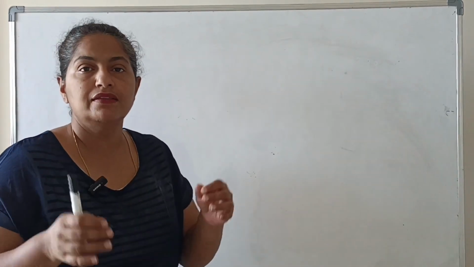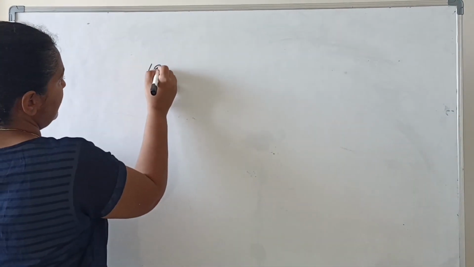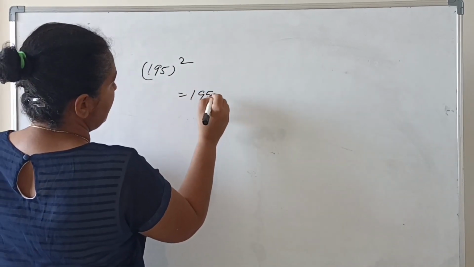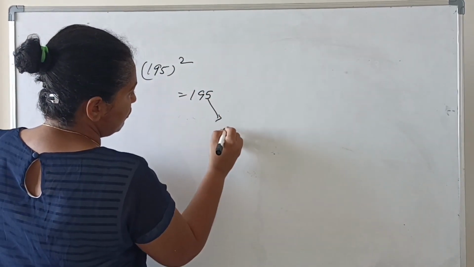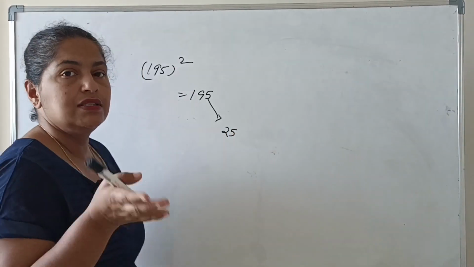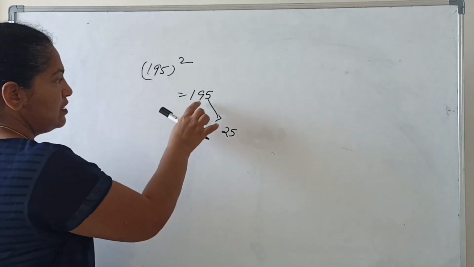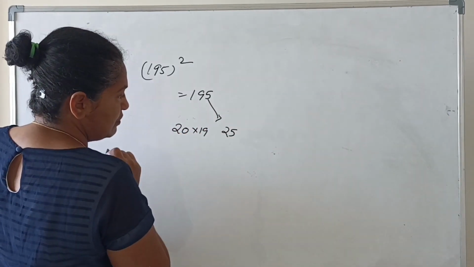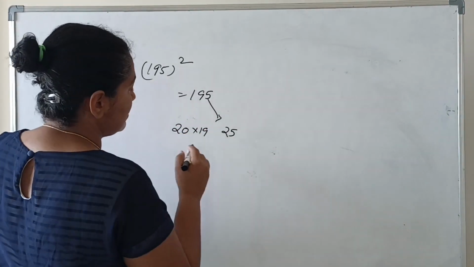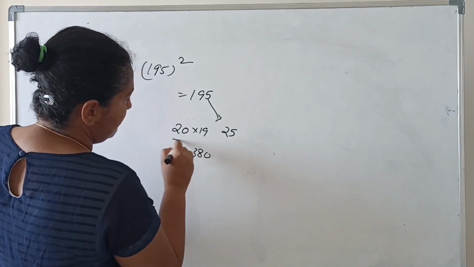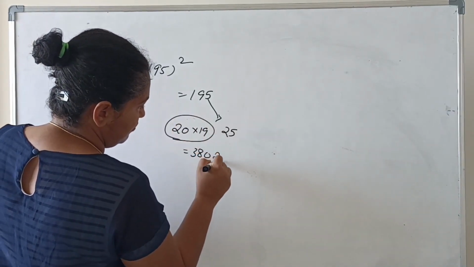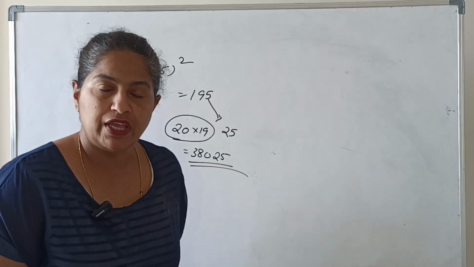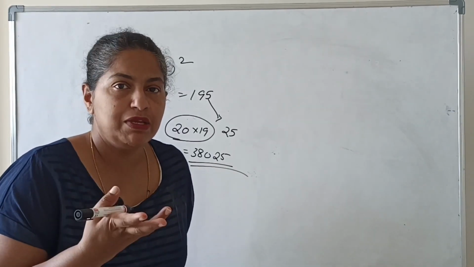Now let us try to find the square of another number. Let us say 195 the whole square, by using the same method. So 195 square. Write down the square of 5, 25. The remaining number, increase by 1. So 19 plus 1 gives me 20. 20 into the original one, 20 into 19, should give me 380. Put this over here: 38025.